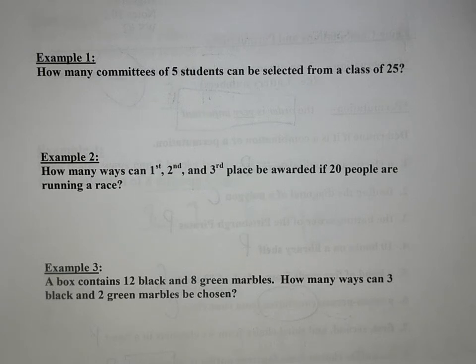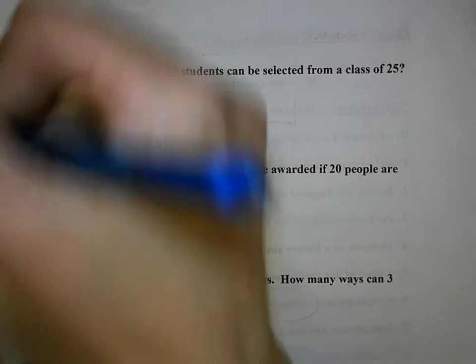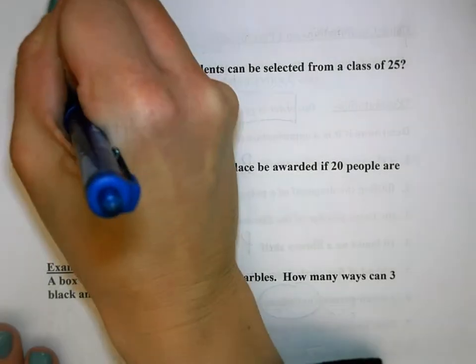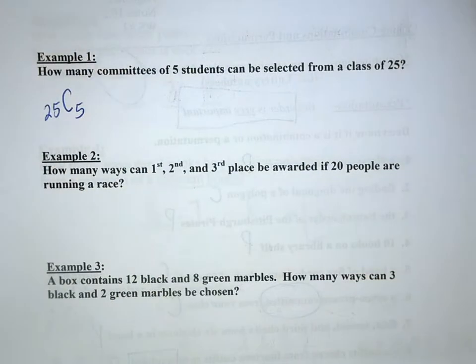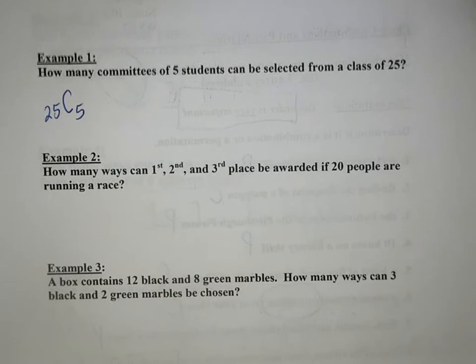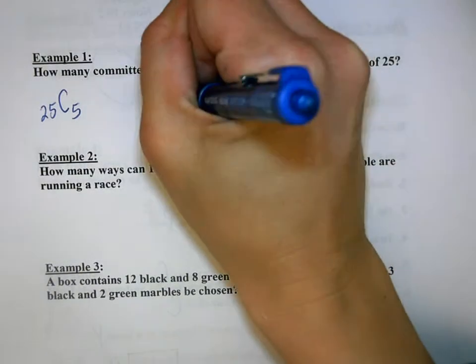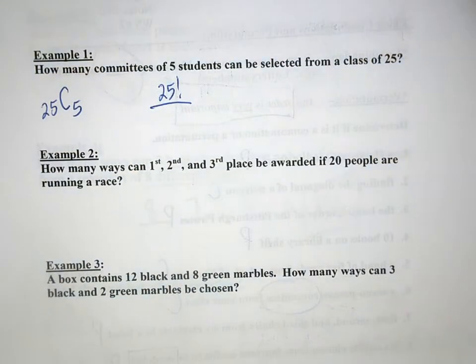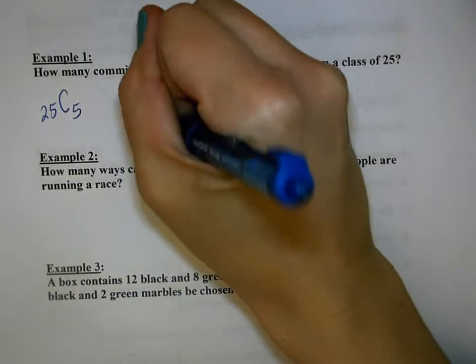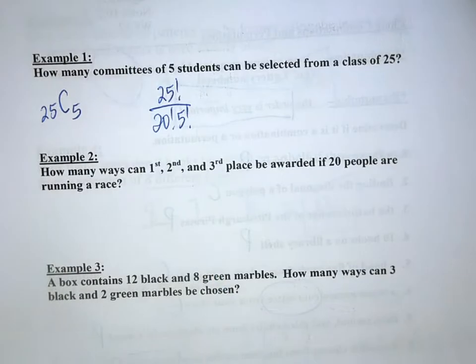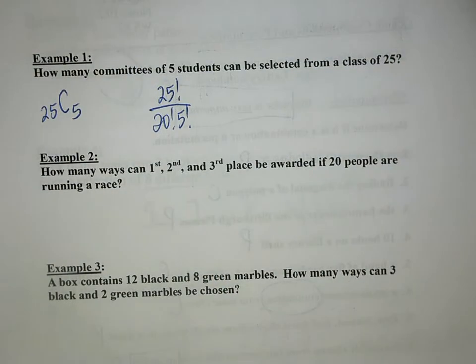Okay, how many are there to choose from? There's 25C5. This is what the problem looks like. So when we find out this answer, what's going to go on the top? 25 factorial divided by what? 20 factorial and 5 factorial. Do you guys already have that formula memorized? Yeah. See, practice, make sure you remember it. It's good.